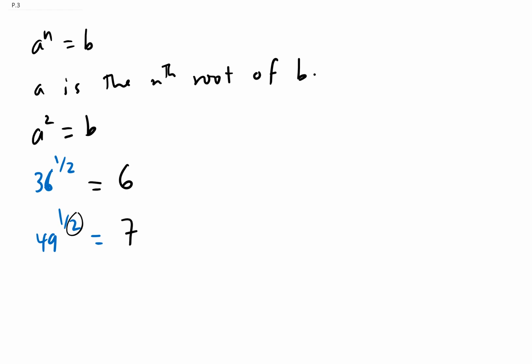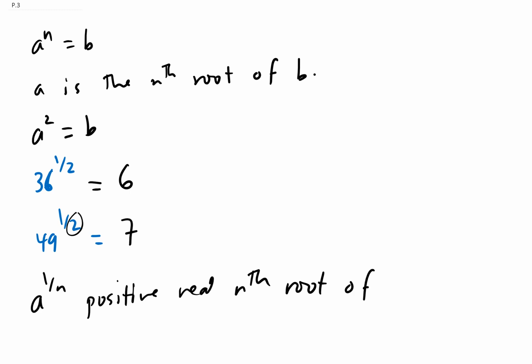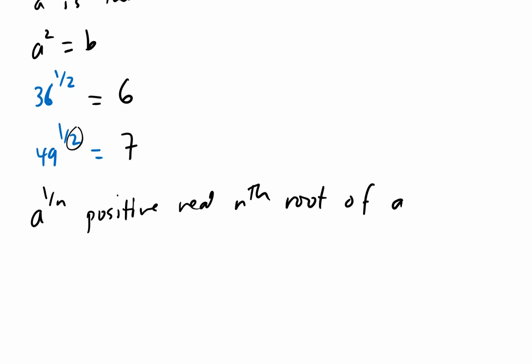So in general, if n is a positive integer and a is positive, then a to the 1 over n is called the positive real nth root of a. It's called the principal nth root of a. So it's the nth root of a. That's what it stands for.